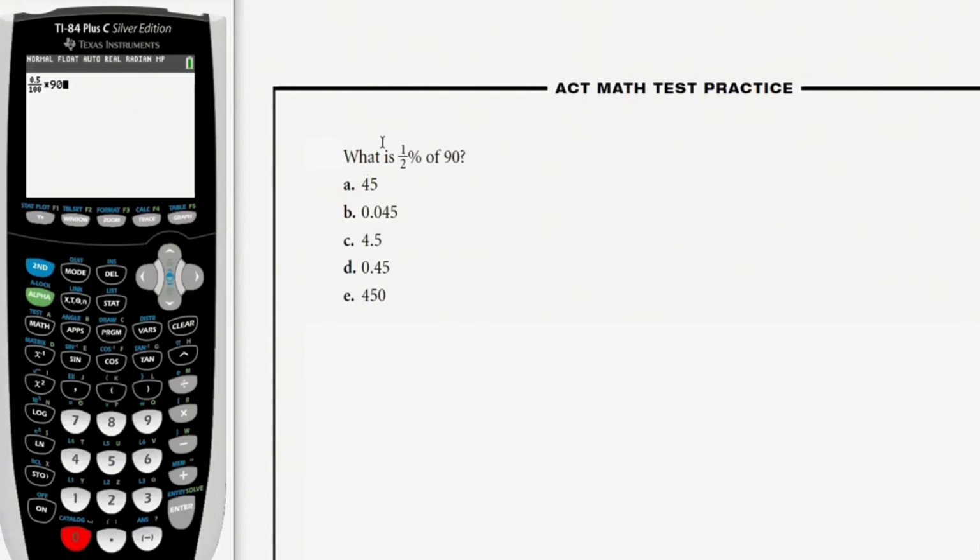Alright, 1 over 5% is the same as 0.5%. Alright, so let's press enter. The output is what? 0.45, which is what? Option D. So the correct answer is what? 0.45, option D. This is basically how you can simplify this using the TI-84 plus scientific calculator.